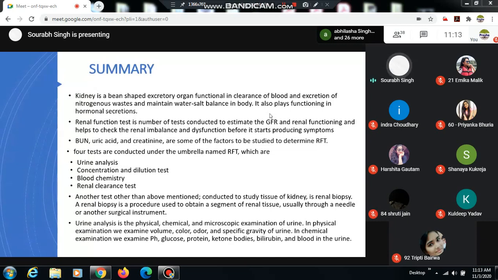The renal biopsy is the procedure used to obtain a segment of renal tissue, usually through a needle or any other surgical instrument. Urine analysis is a physical, chemical, and microscopic examination of urine. In physical examination, we examine volume, color, odor, and specific gravity of urine. In chemical examination, we examine pH, glucose, protein, ketone bodies, bilirubin, and blood in the urine. All other tests are explained in detail by my group mates.